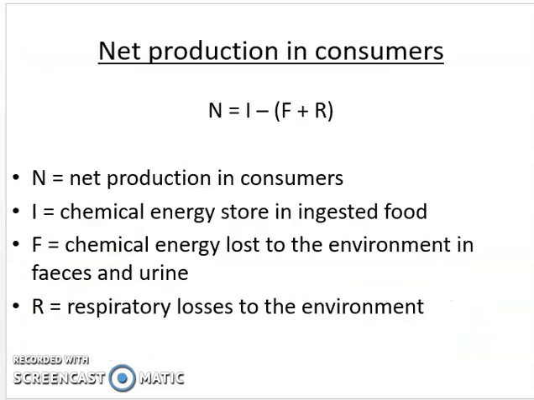Okay, let's think about it in consumers now. So that's in our plants, net production in consumers. Again, we had a look at this equation. N is the net production, and that is equal to the chemical energy stored in ingested food minus what's lost in the environment in feces and urine and what's lost in respiration. Okay, so I think that's quite straightforward. You might be asked to give that equation. You will probably be asked to use it more often. Okay, everyone happy with that?